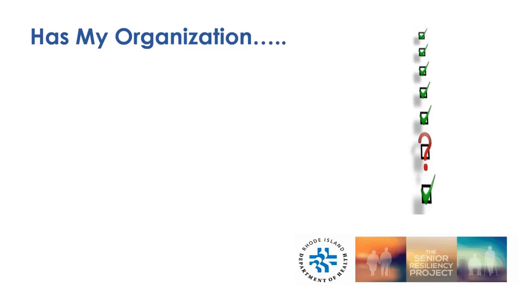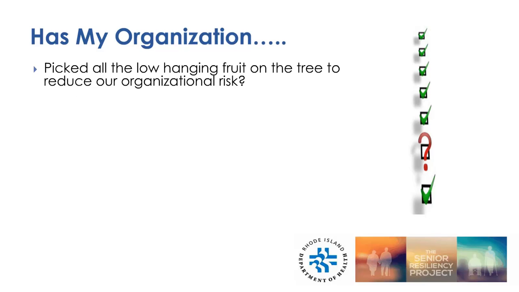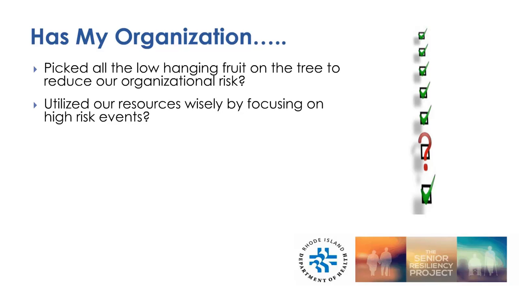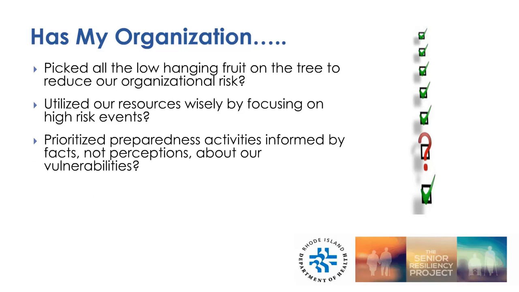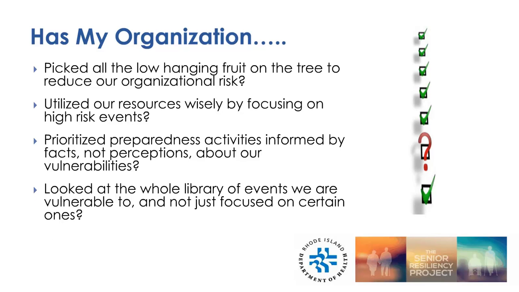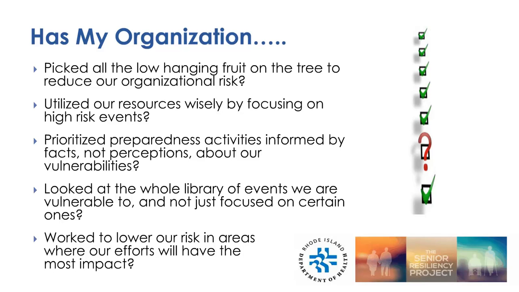Take a moment to answer the following questions. Have we picked all the low-hanging fruit to reduce our organizational risk? Are we utilizing our limited resources wisely by focusing on high-risk or frequent events? Are we prioritizing preparedness activities informed by facts, not perceptions, about our vulnerabilities? Are we looking at the big picture, the whole library of events that we are vulnerable to, and not just focusing on certain ones? Have we worked to lower our risk in areas where our efforts will have the most impact? A review of your organization's hazard vulnerability analysis will answer these questions and more.